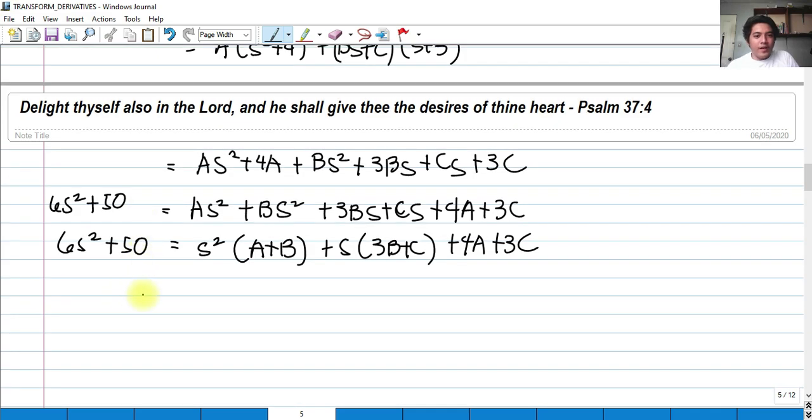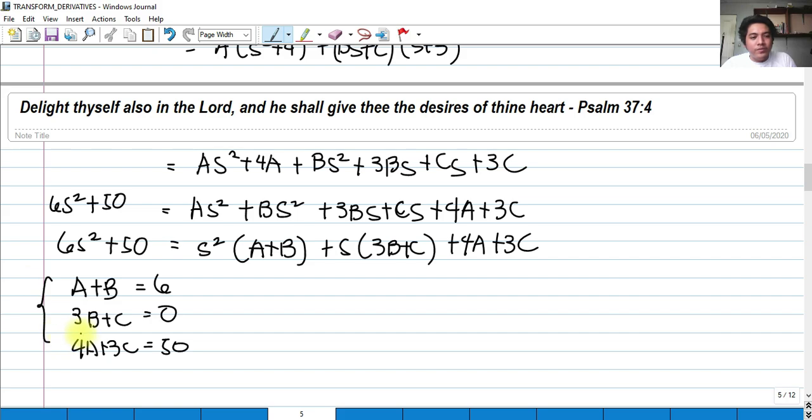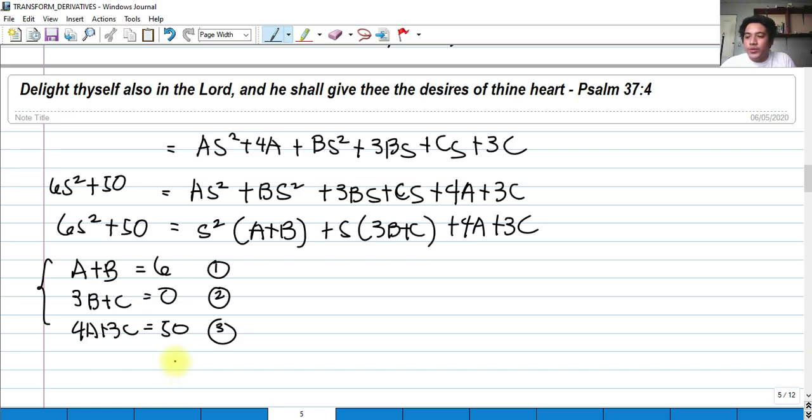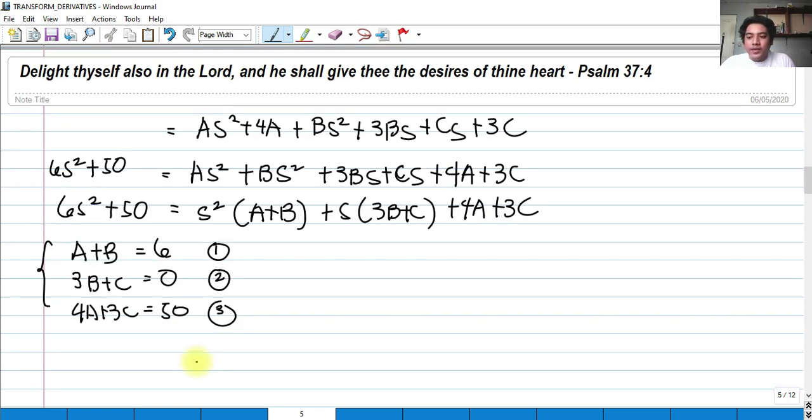So that we can now rewrite our equation. We have s squared, a plus b, is equal to the coefficient of s squared, which is 6. And then we have 3b plus c. Since we don't have any s term here, the coefficient is 0. And then we have 4a plus 3c, which is equal to 50, because it's a constant. So using these three equations, equation 1, equation 2, and equation 3, we can solve for the values of a, b, c.